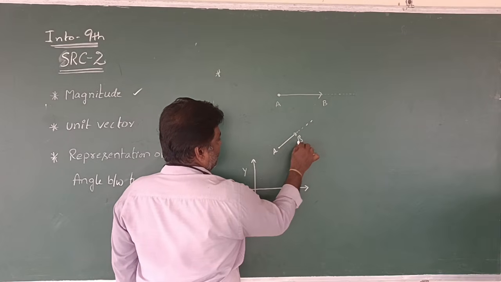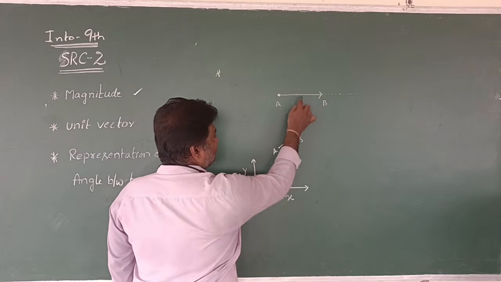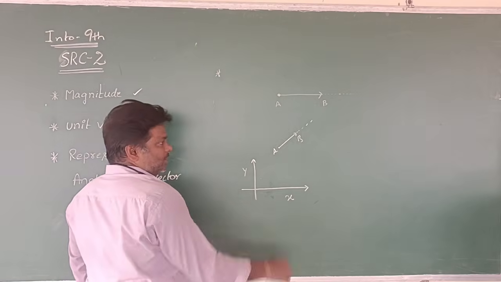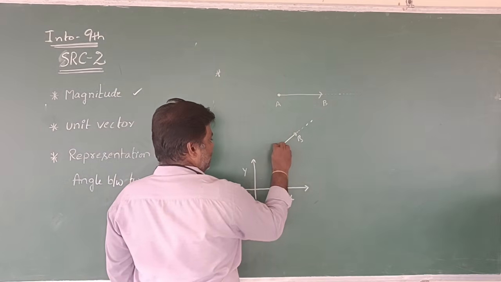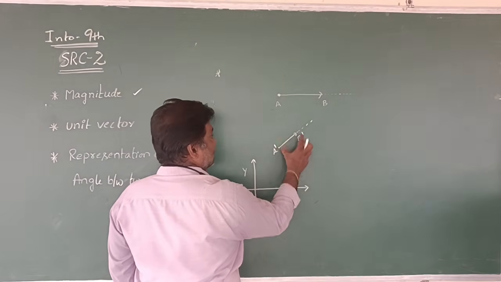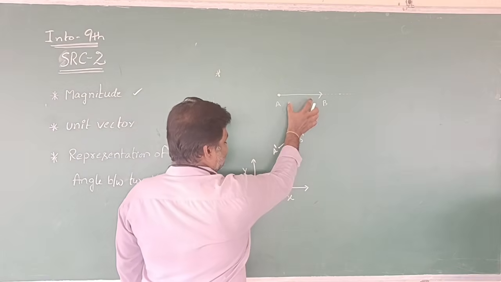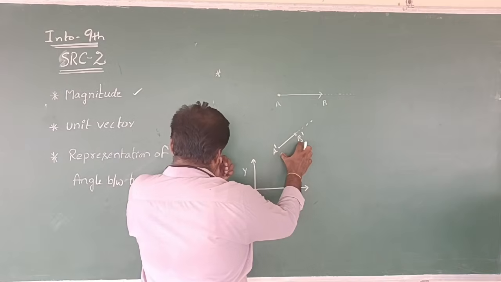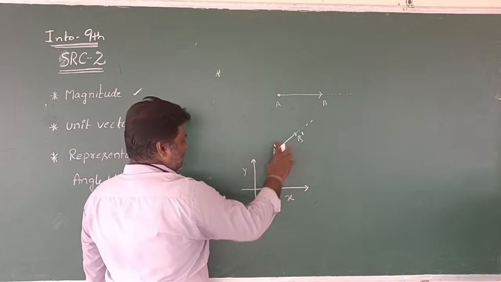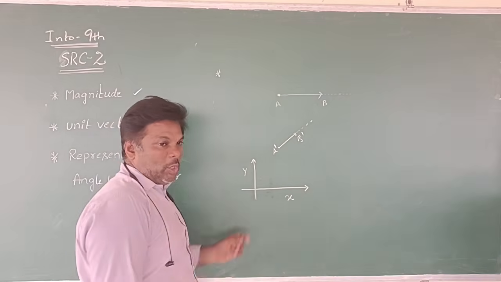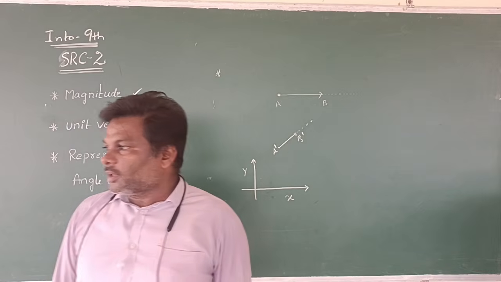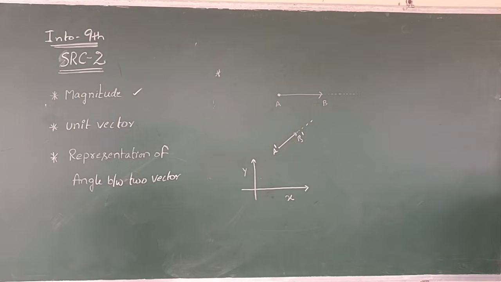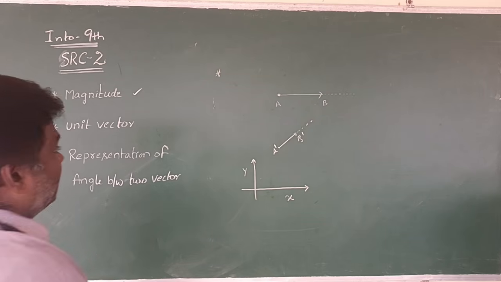Look, is it like this one? No. This A prime, B prime is not similar to this one. This is acting along the x-axis, and this is not acting along the x-axis. It is not even acting along the y-axis. This A prime, B prime is a vector which is not acting along the x-axis, not even along the y-axis. It is directed in a different way.